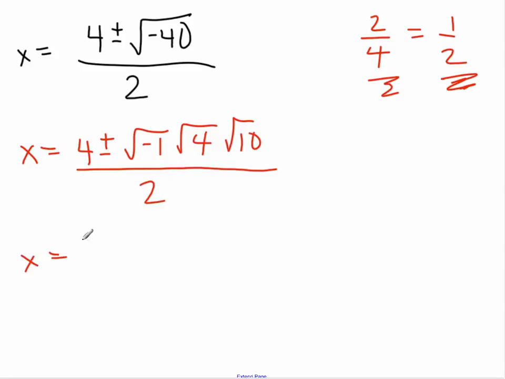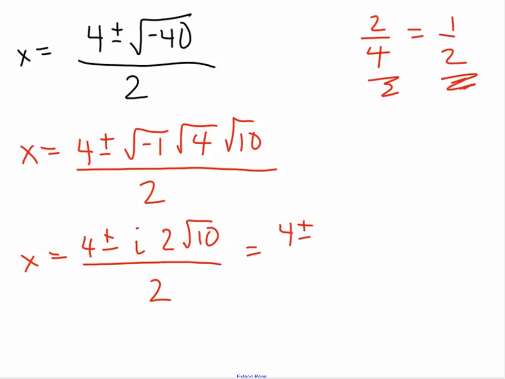So then you'd be left with 4 plus or minus... square root of negative 1 is an i. Square root of 4 is 2. Square root of 10, can't do. We'll just leave that as root of 10, all over 2. Probably I would rewrite that as 4 plus or minus 2 root 10 i, making sure your i is not under the square root sign, all over 2.